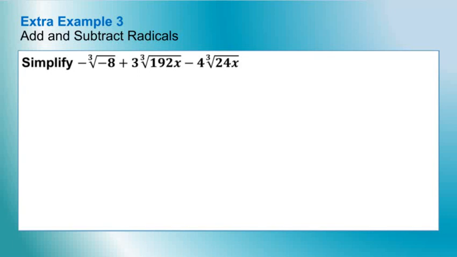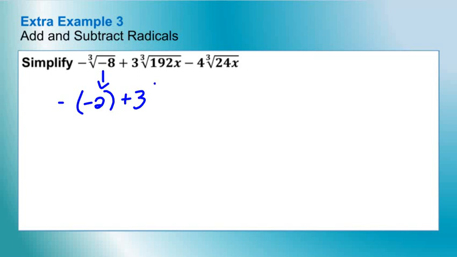Next, simplify this one. I have the cube root of negative 8, which will give me a negative 2, plus the cube root of 192. So I think of my cube numbers. Let's see if I can divide 8 out of it. I can. Another cube number is 27, but 192 divided by 27 does not work. But 4 cubed is 64, so let's see, 192 divided by 64 gives you 3.